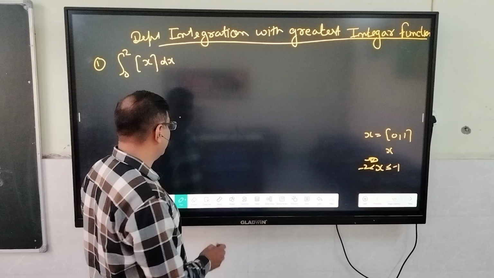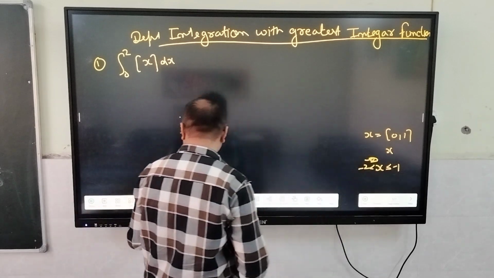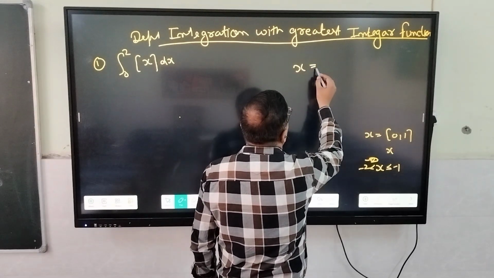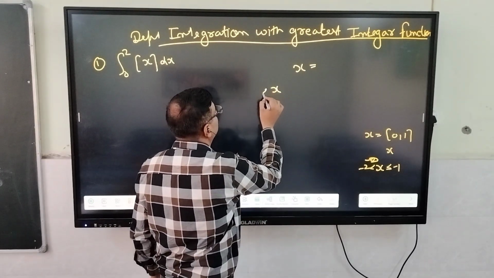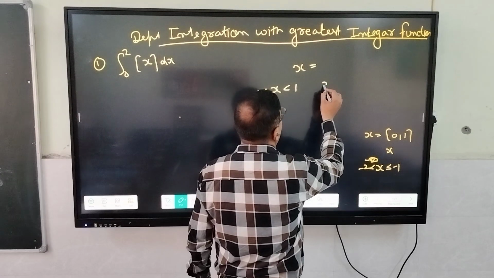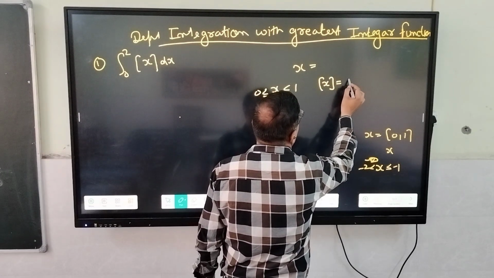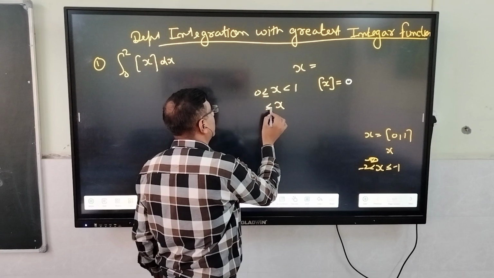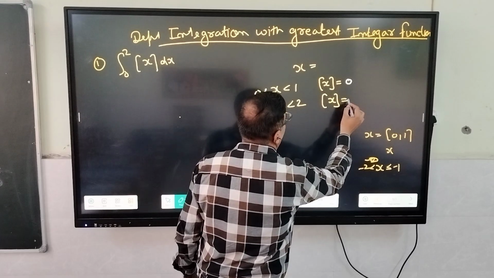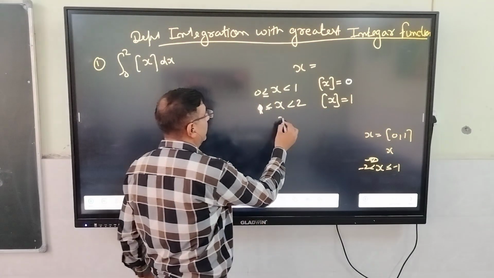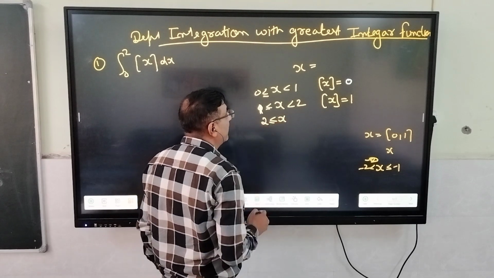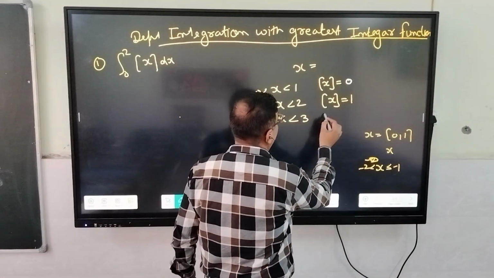First one is very easy. Many students can solve this. So the greatest integer function has this property: if x belongs to 0 to 1, the greatest integer of x is 0. If x is greater than or equal to 1 and less than 2, the greatest integer is 1. If x is greater than or equal to 2 and less than 3, its value is 2.